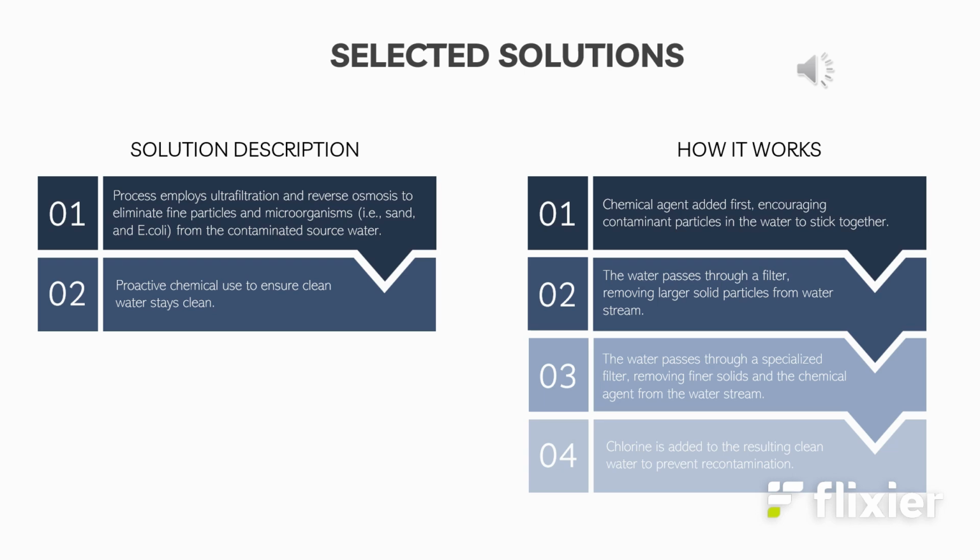So how the process works: first, a chemical agent is added, encouraging the contaminants, the solid particles in the water, to stick together. This is called a coagulant. Next, the water passes through the first of two filters, and the larger solid particles, the ones that are stuck together, are removed from the water stream. Next, the water stream passes through the second filter, a specialized filter, the reverse osmosis one. Now finer solids and the chemical agent, the coagulant from earlier, are removed. Lastly, chlorine, as mentioned earlier, is added to the clean water just to prevent recontamination.